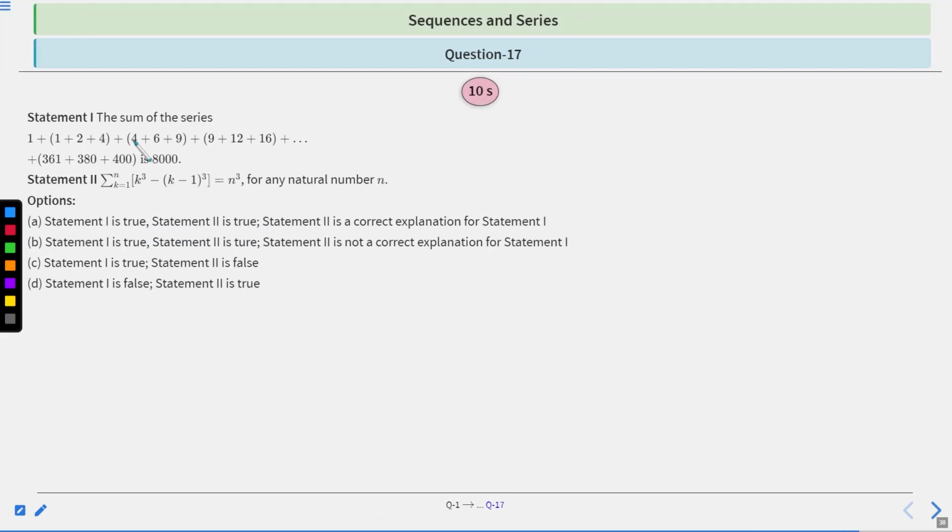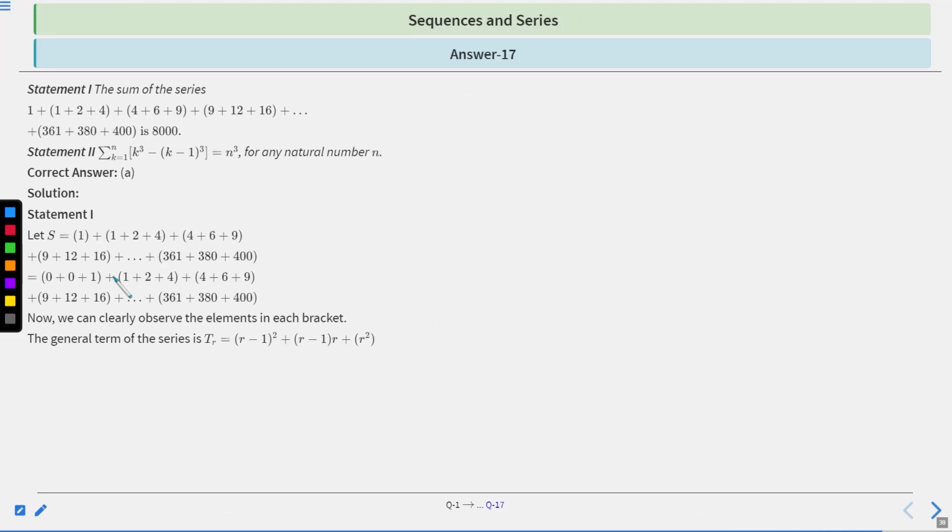Now, let's move to question number 17. We have two statements and we have to see which option is true. So let's move to the solution part after 10 seconds. Okay, let's move to the solution.